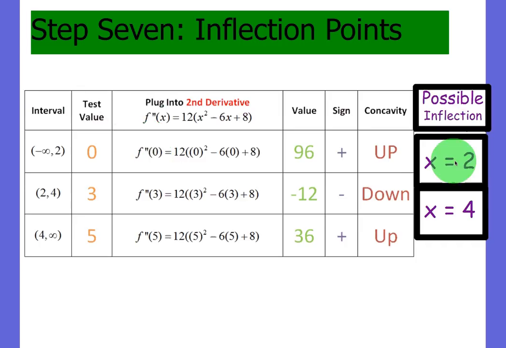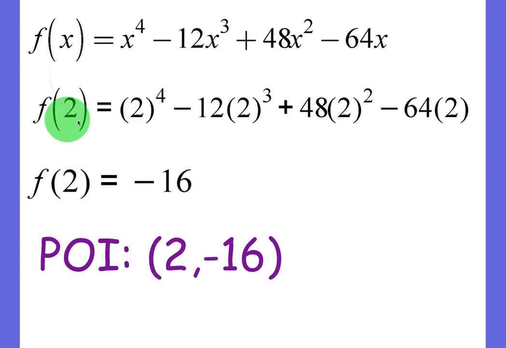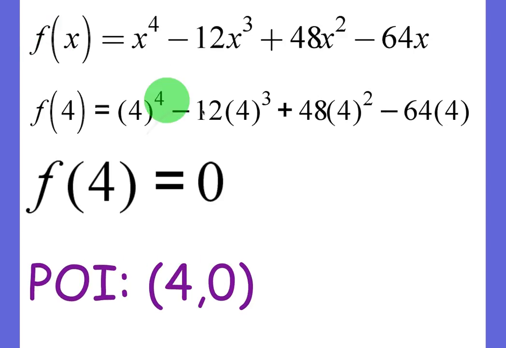So that's where our possible points of inflection will be for step 7. We want to figure out where these inflection points are, but we have to plug these back into the original to see if indeed we get a point back. Plug 2 back into the original, we do get negative 16 back, so we know we have a point of inflection there at 2, negative 16. And we plug in 4 back, indeed we also get a number back, 0, so we have another inflection point at 4, 0.